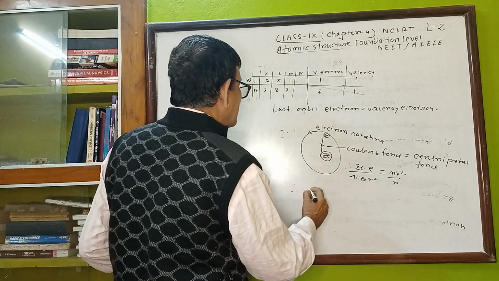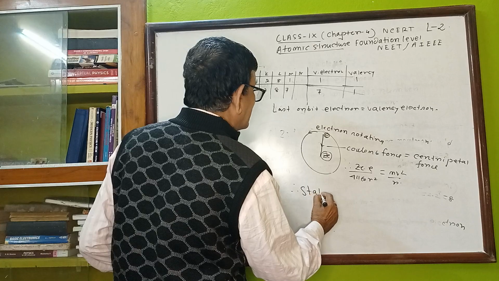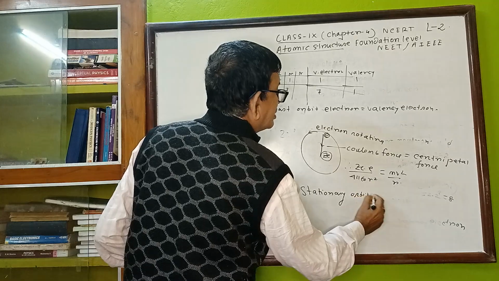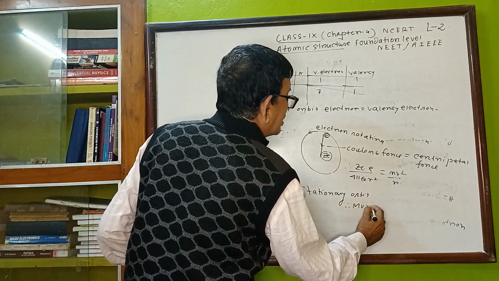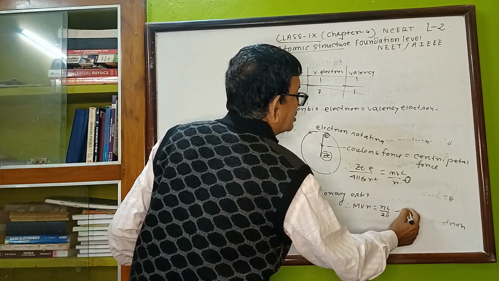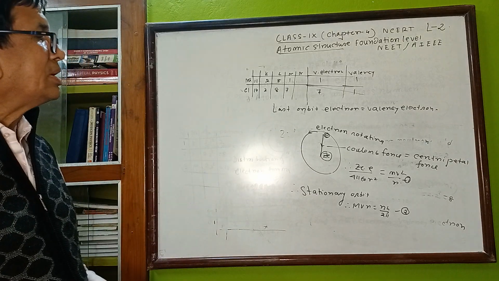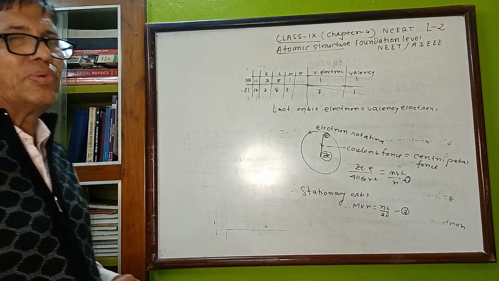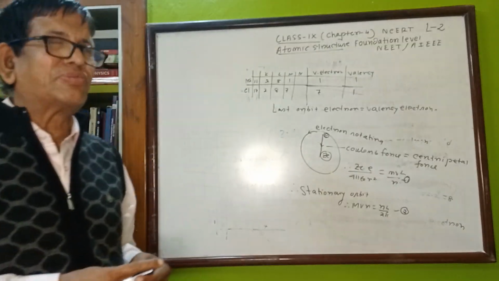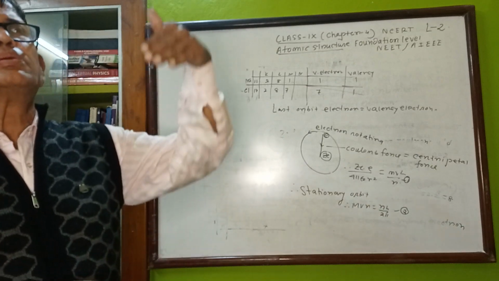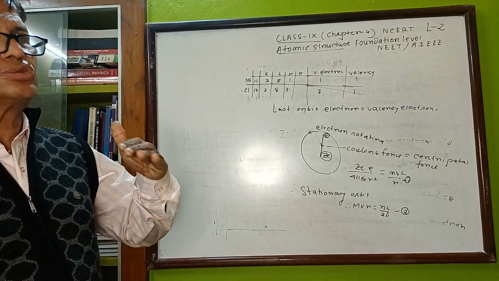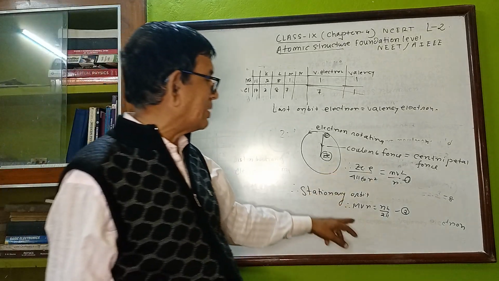In a stationary orbit, always remember, there is another piece of mathematics: mvr equals nh by 2 pi. These two formulas are not in your book, but since this course is introduced for children appearing for NEET and AIEEE, and I am telling this on my channel Sci-Fi Physics, those appearing for competitive exams after 2 years should start their level from class 9. So these two formulas are given.